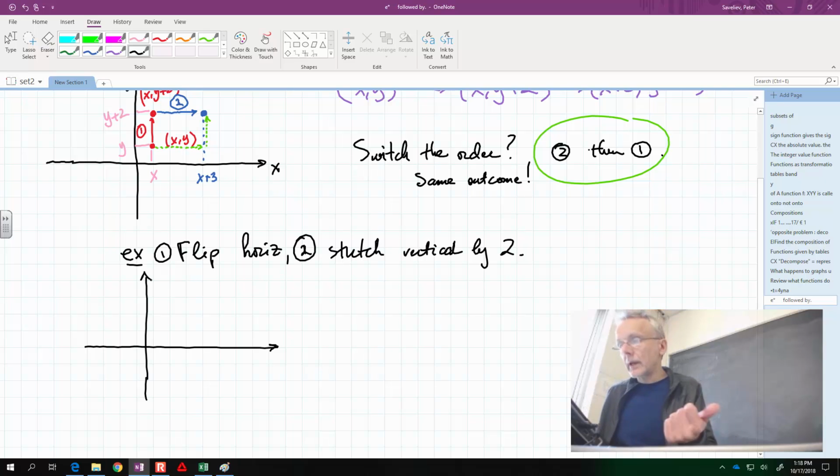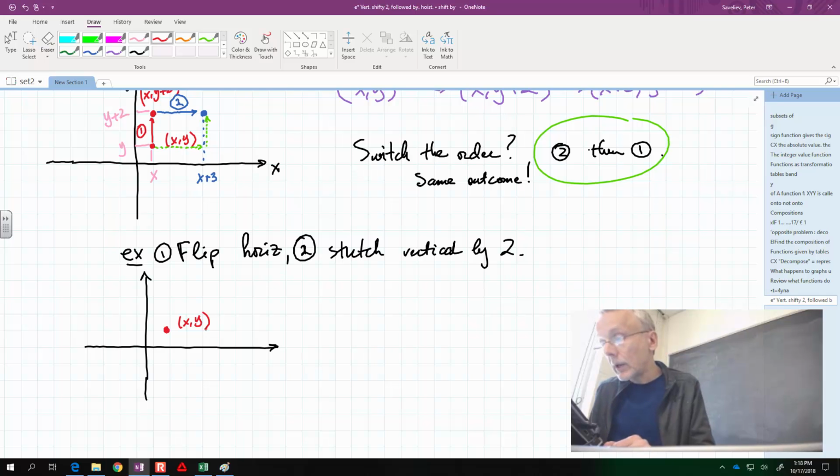Okay, so that is my piece of paper. I once again pick a point, a generic point as I call it, and I see where it goes under these 2 operations. The first operation is a horizontal flip, where am I gonna end up? Where will the point land?